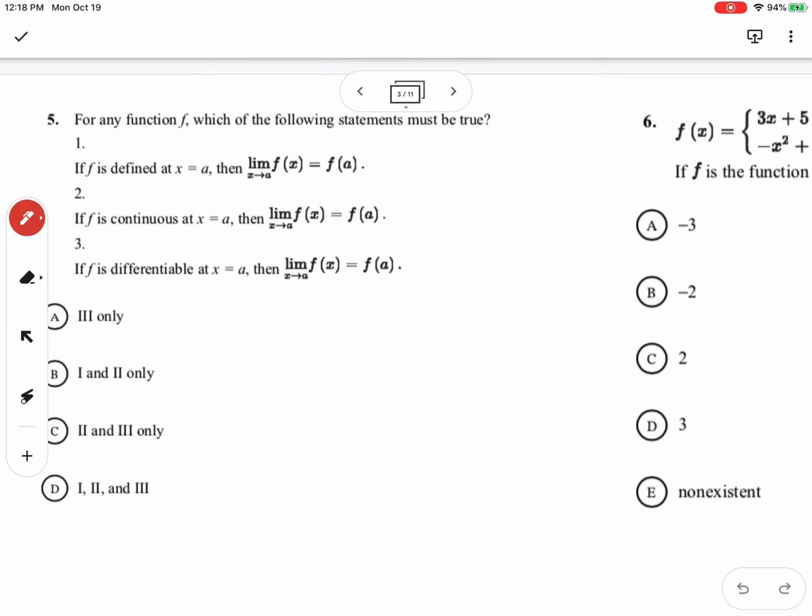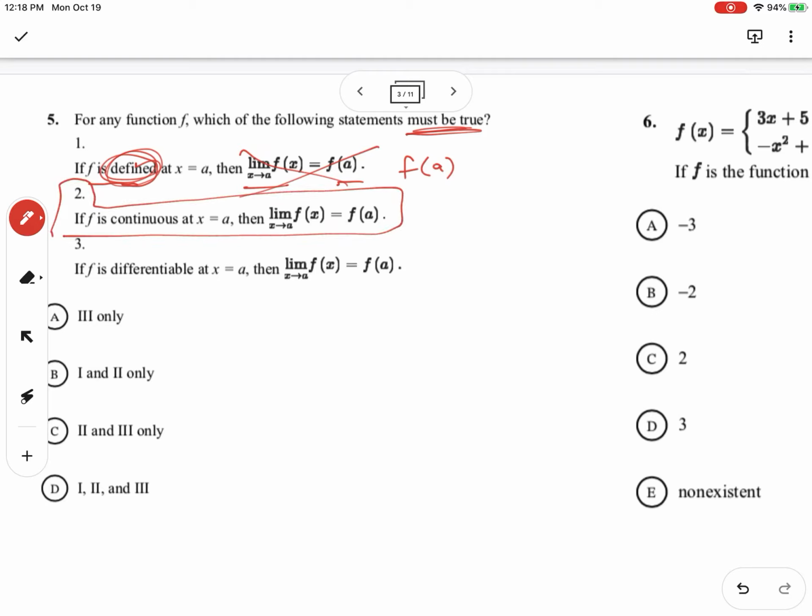Okay, number 5. For any function f, which of the following statements must be true? So if f is defined at x equals a, then the limit has to exist? No. That's all continuity stuff, right? f is defined is just f of a. If it's continuous, then the limit, absolutely. So this must be true because that's part of the continuity theorem.